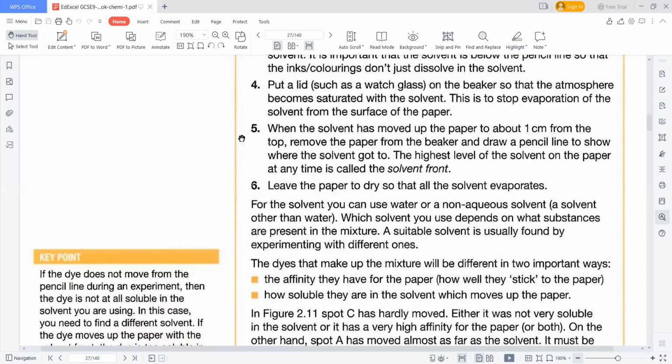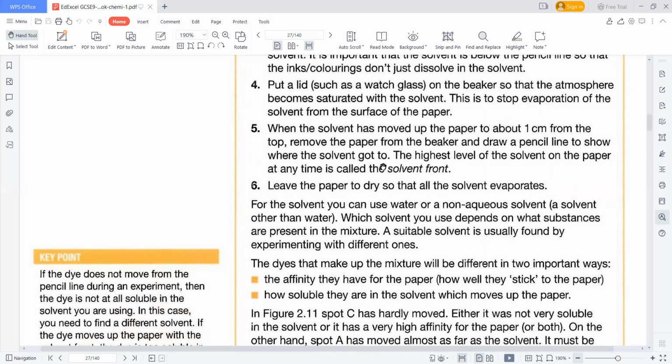Now, next thing is that when the solvent has moved up along the paper to about 1 centimeter from the top, now remove the paper from the beaker. Why are we removing it? Because now the solvent has started traveling. It is just like the paper has absorbed some solvent, and now it is going to make the movement of solute possible. It is allowing the dye to travel upward.